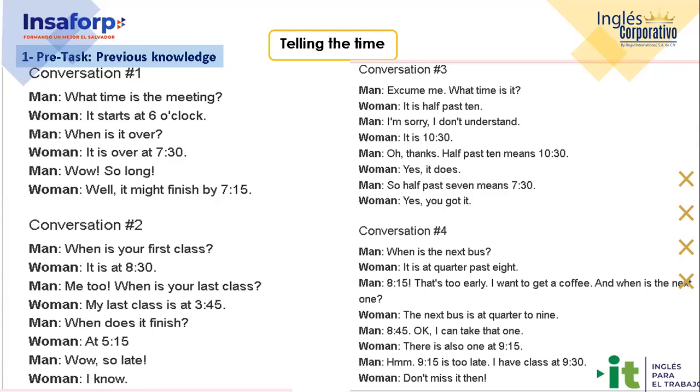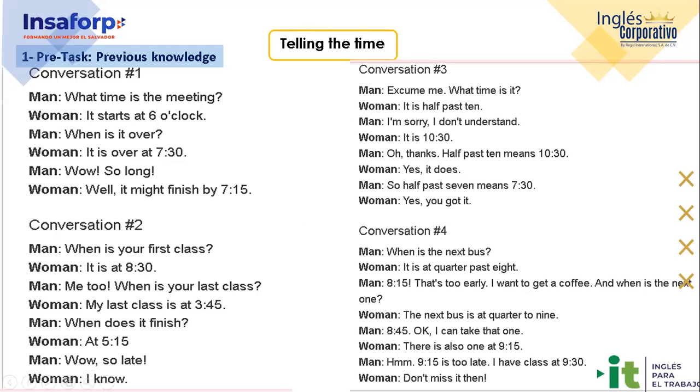Excuse me, what time is it? It is 10:30. I'm sorry, I don't understand. It is 10:30. Okay, thanks. 10:30 means 10:30. Yes, it does. So 7:30 means 7:30. Yes, you got it. Okay, again, listen. There is a word that is misspelled there, right? It's excuse me.